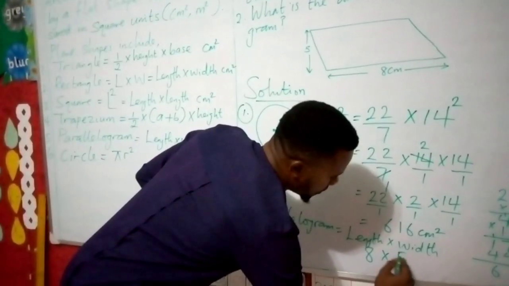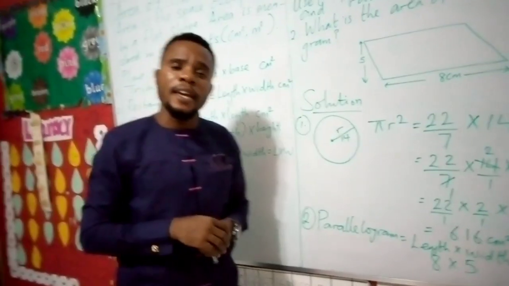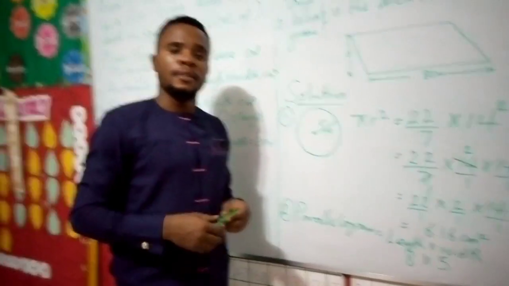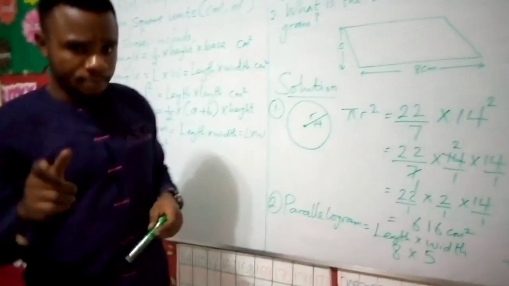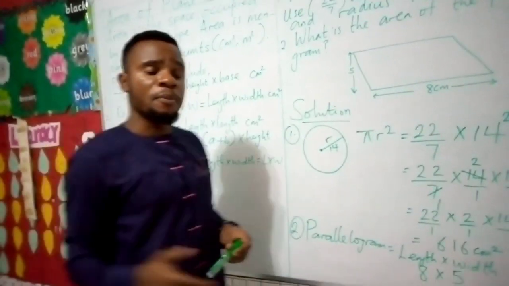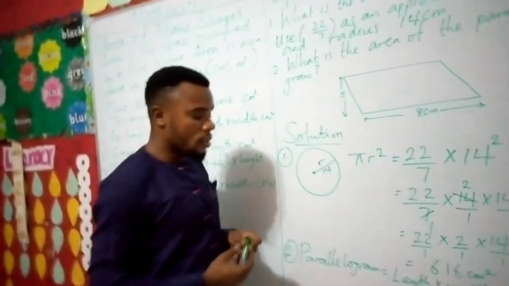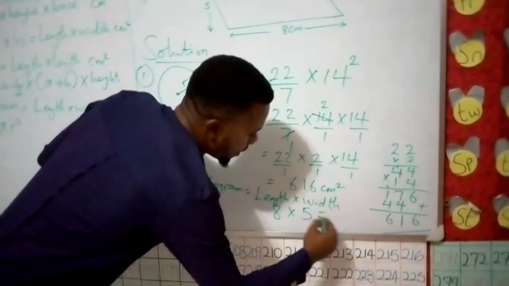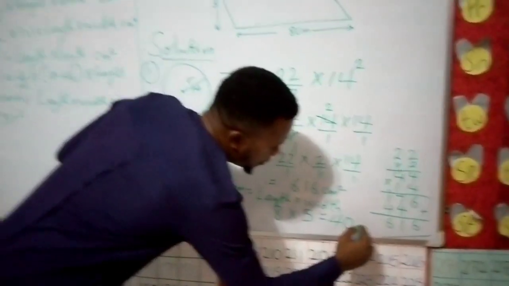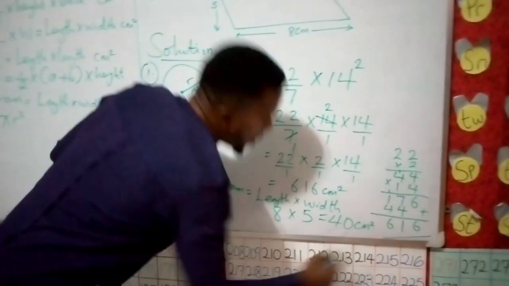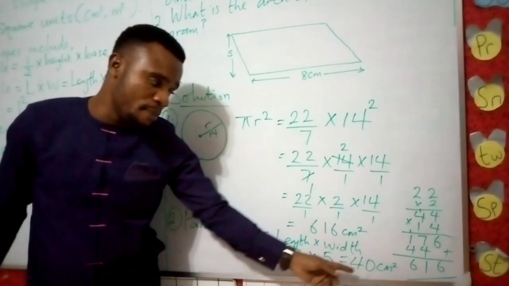So you know what to do. In your multiplication table, you know that 8 times 5 is 40. It's good that you know your multiplication table. Always recite it so you'll be used to it. So 8 times 5 is 40. Don't forget your unit, which is centimeter squared. Because it is given in centimeter, that's why we write centimeter squared.